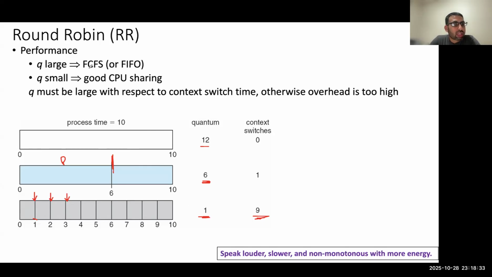So the issue is, if your quantum is very large, your round robin algorithm becomes effectively a first come first serve algorithm. If it is too small, then it incurs too many context switches. So we want the quantum to be a reasonable value.